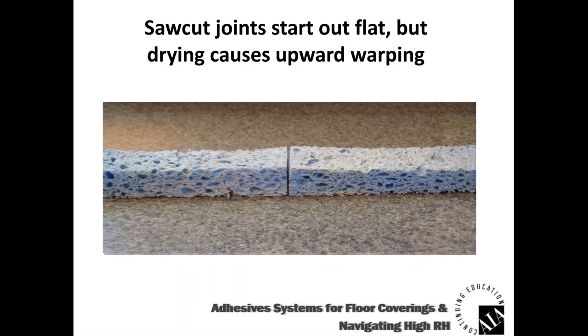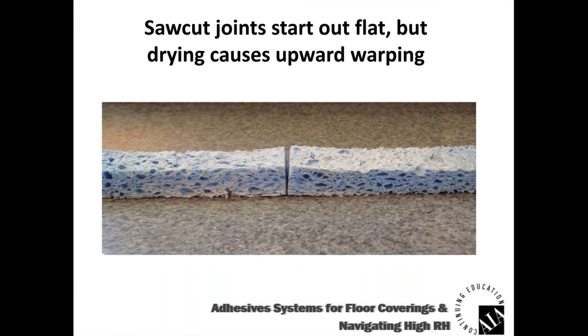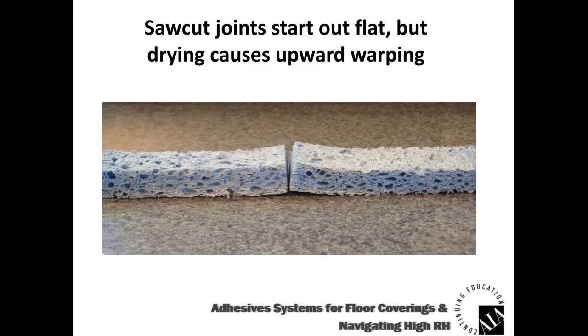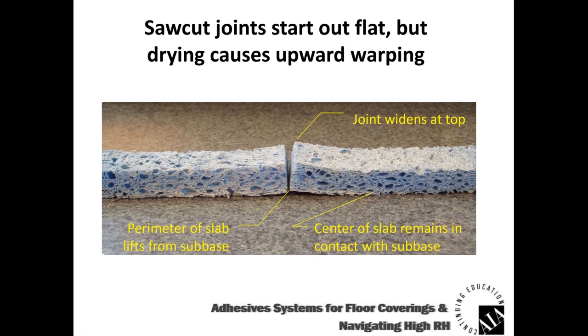And as you can see, as they begin to dry out, the edges curl. You look at the perimeter, the edges are curled off the sub-base. It's curled off the vapor retarder and the sub-base, which in our picture here, or a video, if you will, is the plastic laminate countertop.